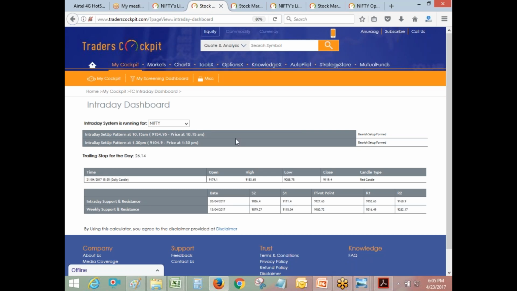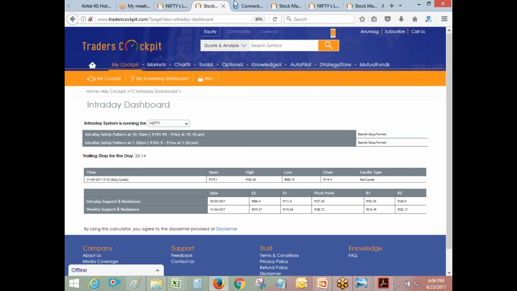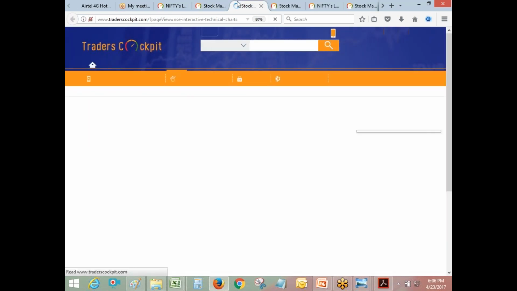There is a trailing stop loss. It tells you the price at which you should enter, which is the current price, 9155, and 26 points is your trailing stop. Now you can also get this information. How? You can directly open a chart and get the same information. It will be available on the chart also, but you have to read the chart. It's not printed like this.